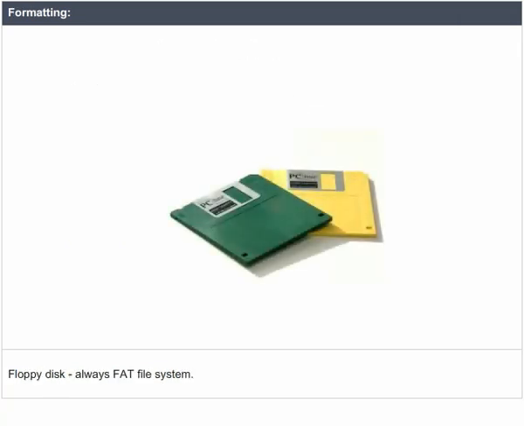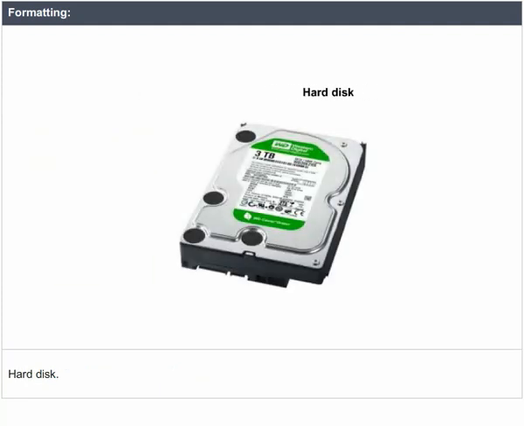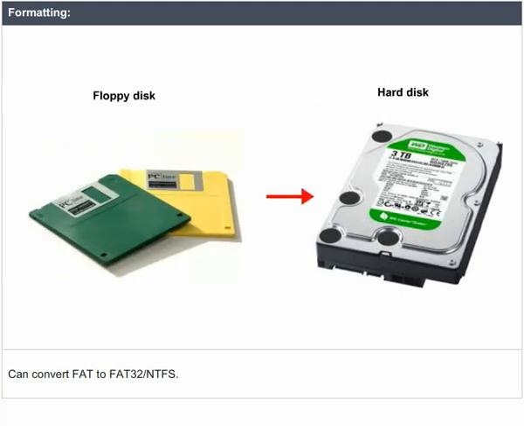Formatting: floppy disk, always FAT file system. A hard disk can convert FAT to FAT32 or NTFS. Cannot convert FAT32 or NTFS to FAT.